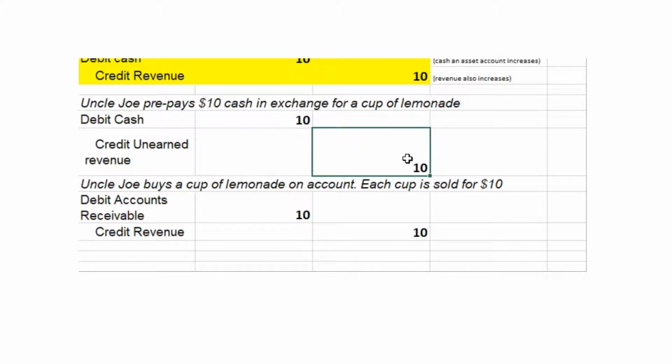Now the third example: Uncle Joe buys a cup of lemonade on account. Each cup is sold for $10. Well, he bought the lemonade on account, which is accounts receivable. So accounts receivable is an asset account, and my revenue is an equity account. To increase my asset, I debit it, and to increase my revenue, which is an equity, I credit.